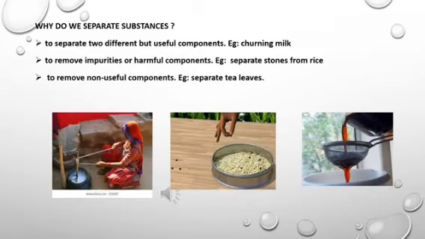Finally, we separate substances to remove non-useful components. For example, separating tea leaves. Once you prepare tea, we filter it and remove the tea leaves. These tea leaves are no longer needed, so we usually throw them. So it becomes a non-useful component.